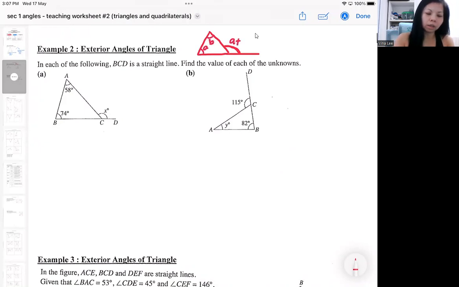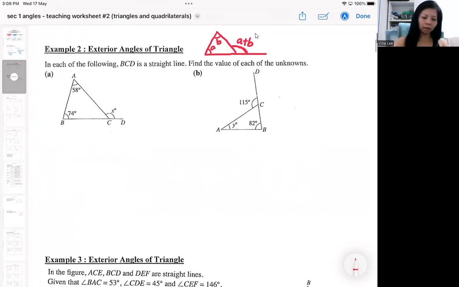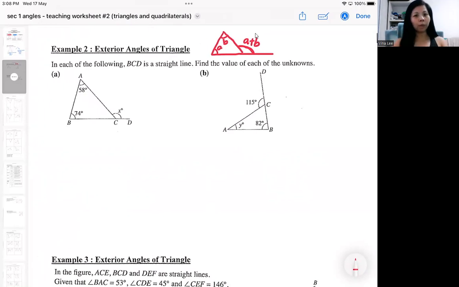It is actually the sum of the opposite two. So that is called the exterior angle of a triangle. Okay, so like I say, if you can see this, it will actually cut short the working. But if you fail to detect this property, you can go back to the very basic one. So I'm going to show you this example 2A through two methods.